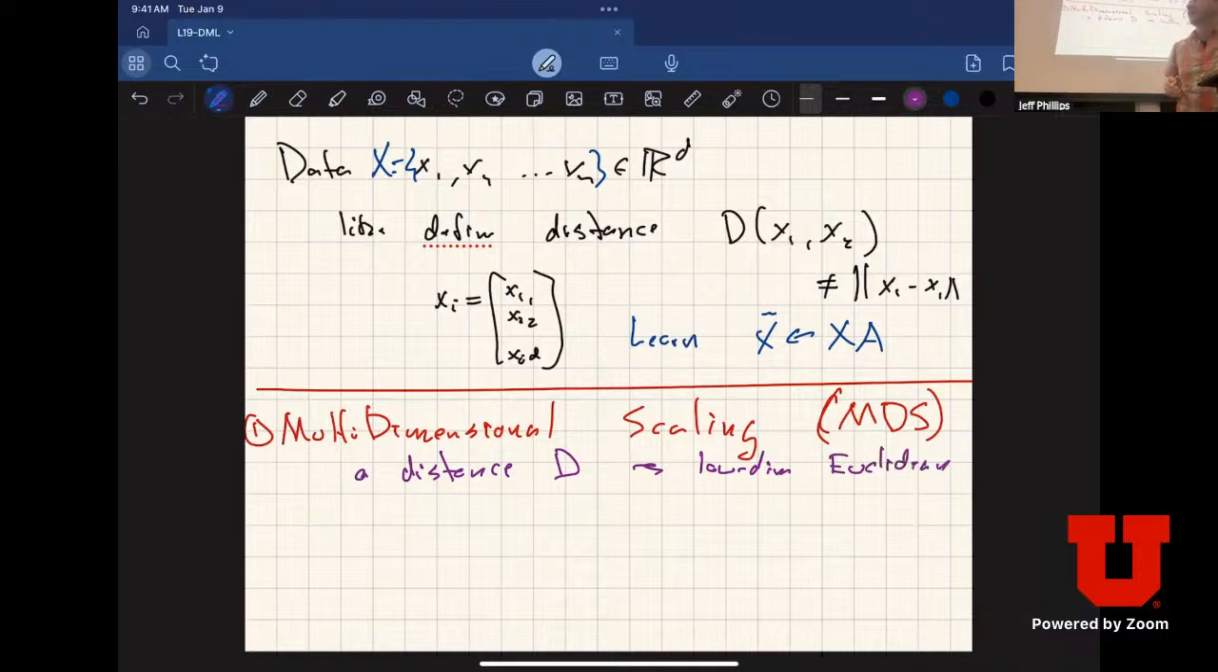Okay, so I get a distance, but it might not be Euclidean. I only have function access to it. And I want to map it to a low dimensional Euclidean distance, maybe even draw a picture.